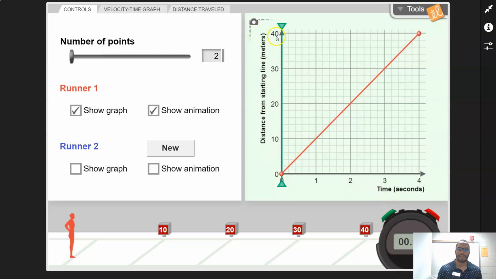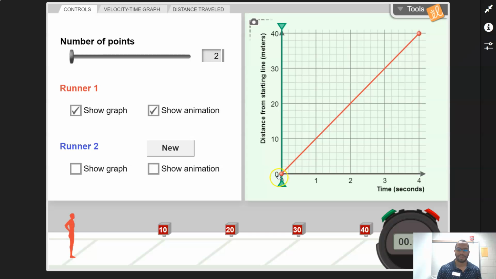And then let's take a look at our y-axis. Our y-axis is distance. Now this is known as a position and time graph. Sometimes you'll see distance, sometimes you'll see position, but this is a position and time graph.